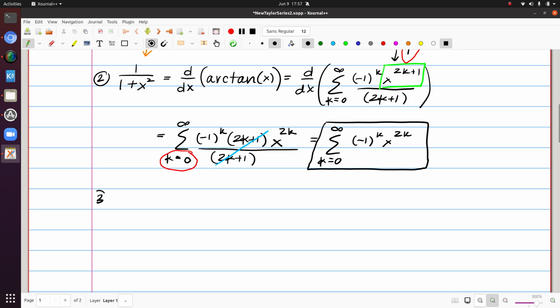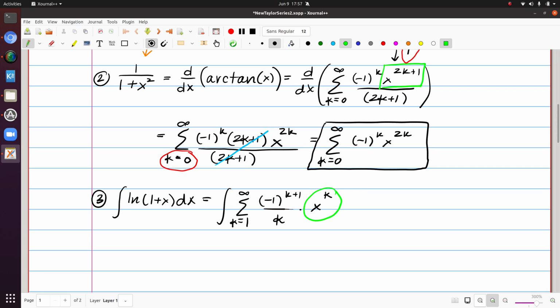And then finally, suppose I wanted to find the antiderivative of natural log of 1 plus x. So taking the known series, we have a Taylor series for the natural log of 1 plus x. If I want to find the antiderivative of natural log, I don't actually have to antidifferentiate. This is saying find the power series representation. So again, I'm going to replace the natural log of 1 plus x with its power series representation. And again, focus on the fact that I'm really just going to antidifferentiate the x term there.